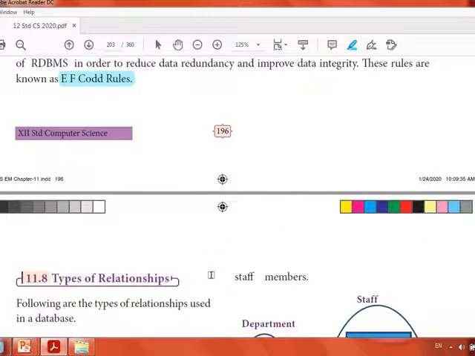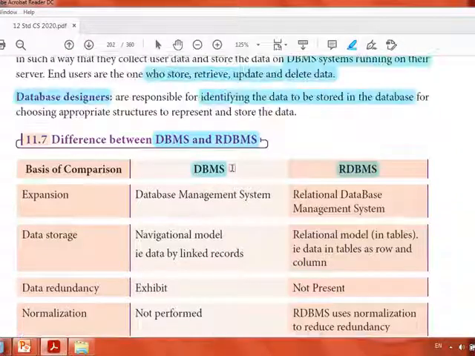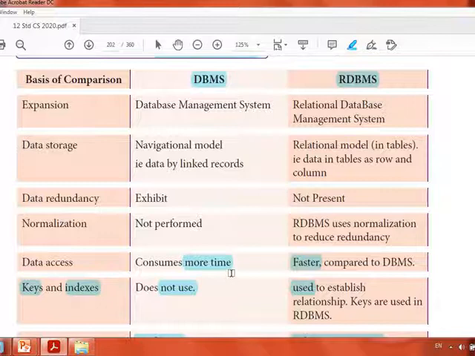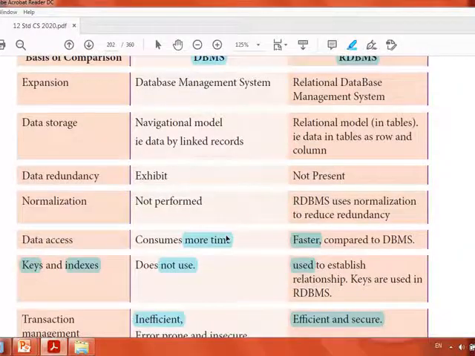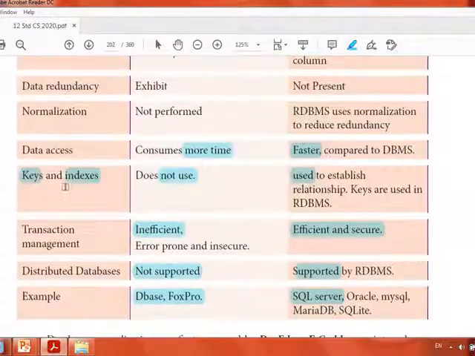So we learned the difference between the DBMS and RDBMS. It's also only the theoretical part. And it is an important 5 mark question also. If it is a 5 mark, you can easily fetch more marks, because it's easy to remember.